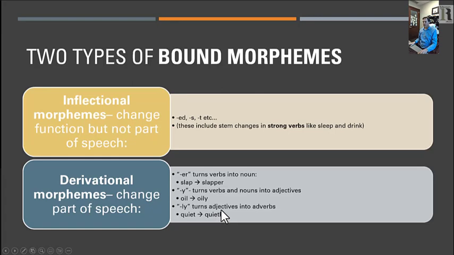Wow, is that it? Okay, so free morphemes, bound morphemes, inflectional morphemes, derivational morphemes. That's it for this week.